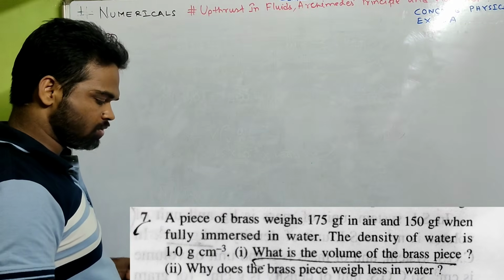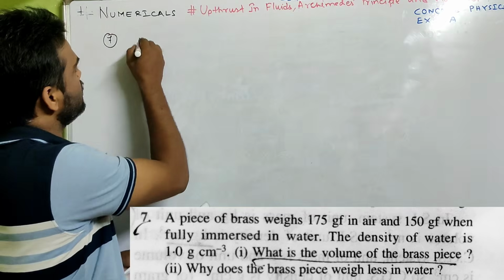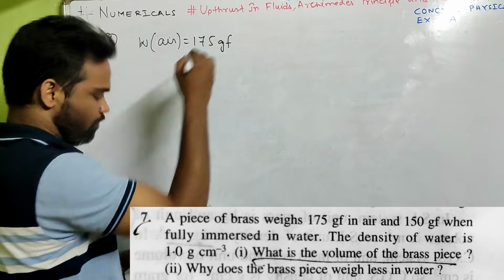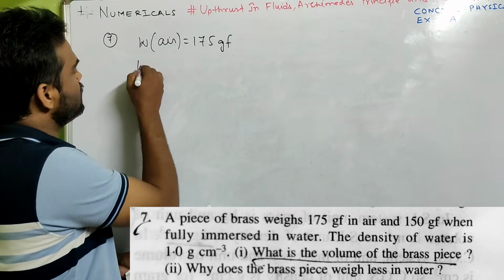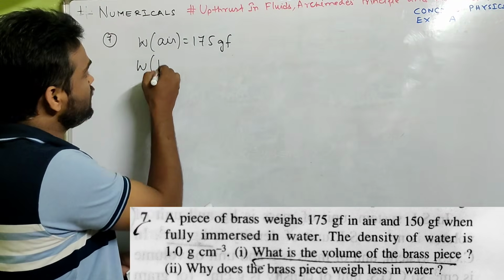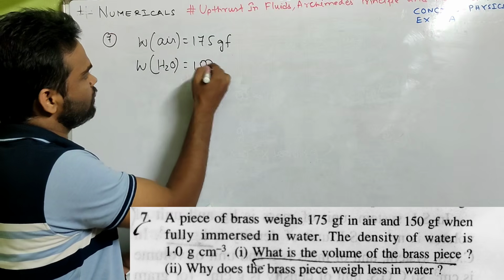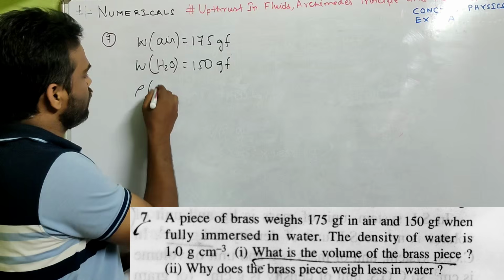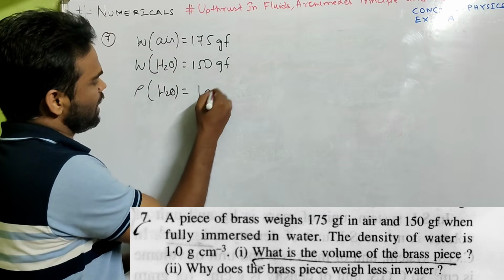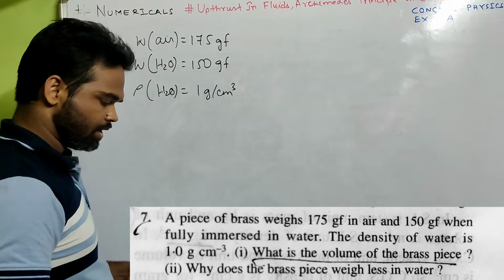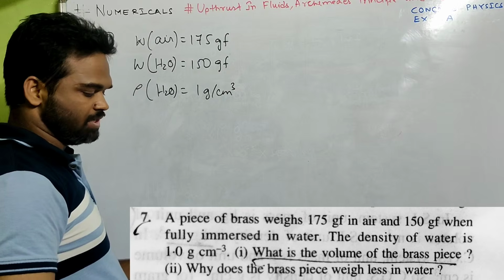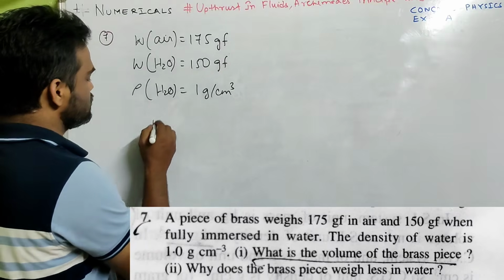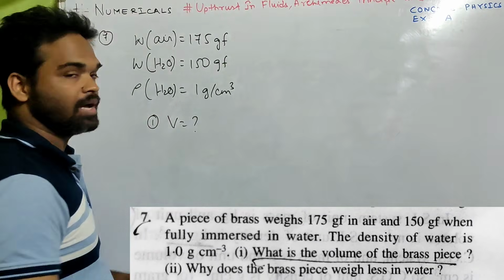A piece of brass weighs 175 gram force in air. So weight in air is 175 gram force, and 150 gram force when fully immersed in water. The density of water we know, it's 1 gram per centimeter cube. They've given it. What is the volume of the brass piece and why does the brass piece weigh less in water? First of all, they want the volume of the brass piece.